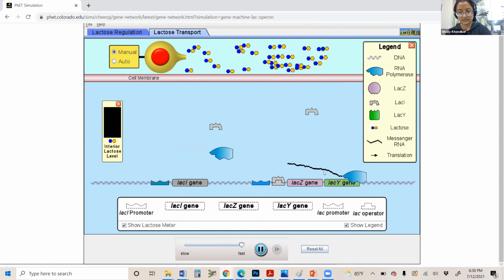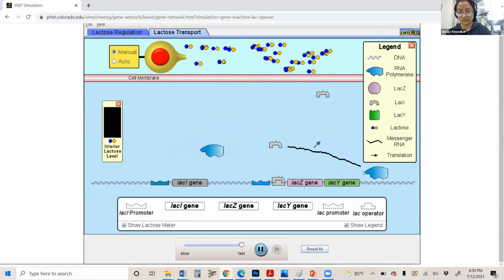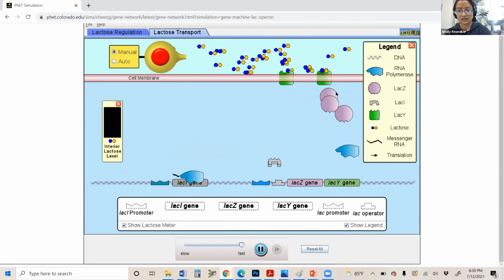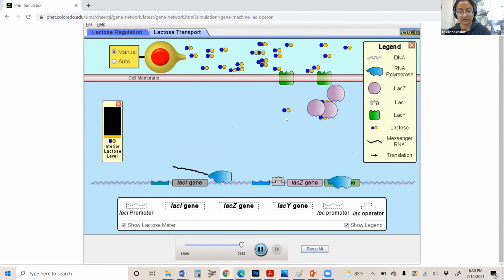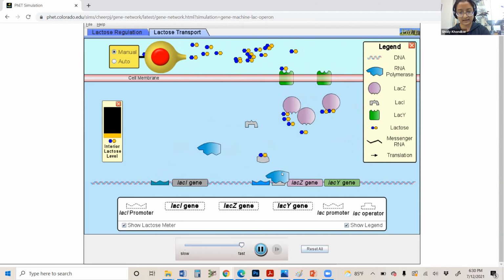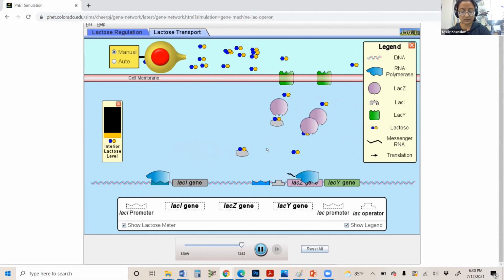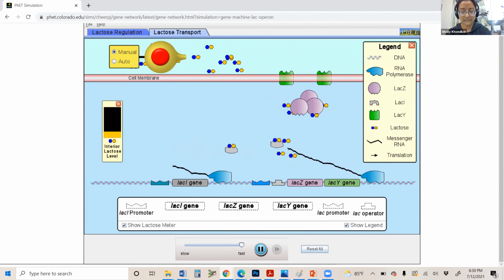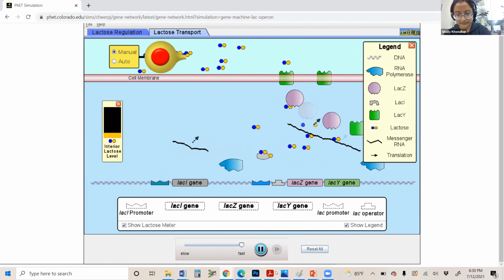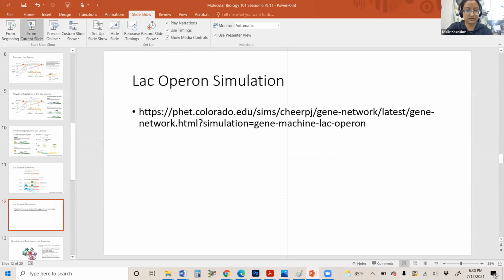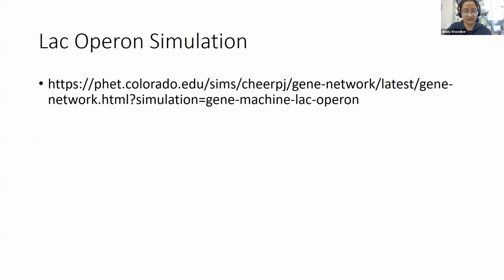And see, this is a new mRNA strand that is being translated to LAC-Z and LAC-I. LAC-I is allowing lactose into the cell, and that is causing the repressor to be removed from the operator. Right, so the link's in the slide, so if you want to check that out on your own, you can access it there.